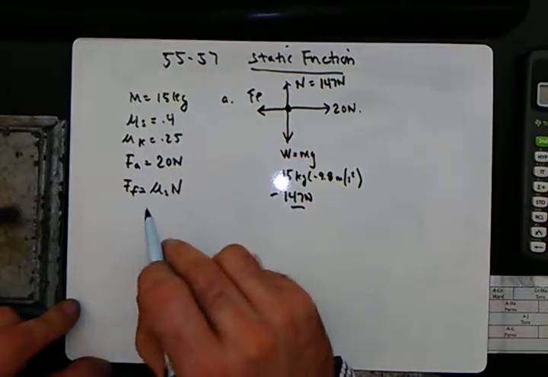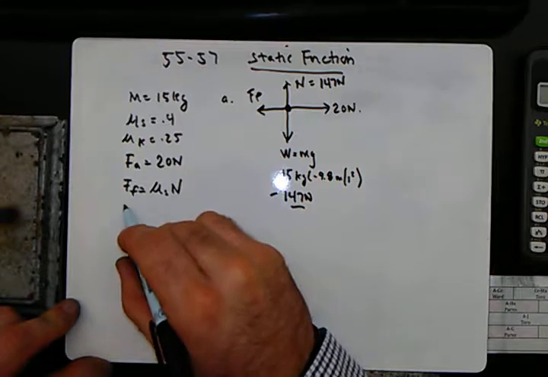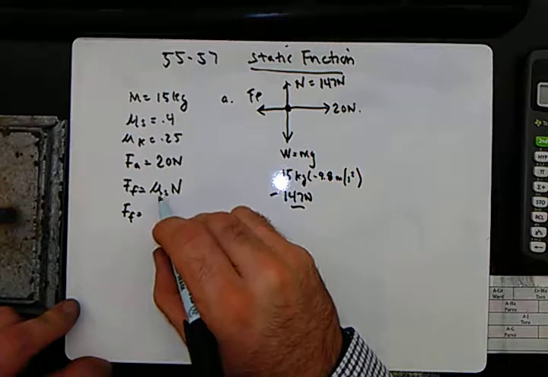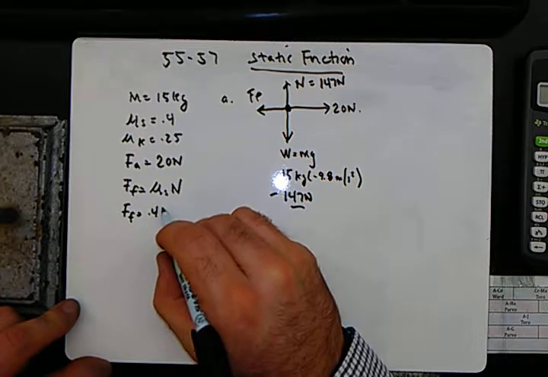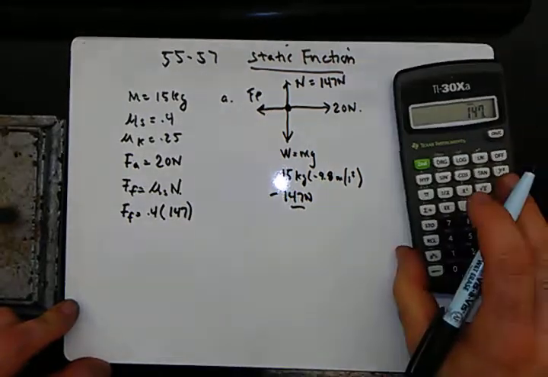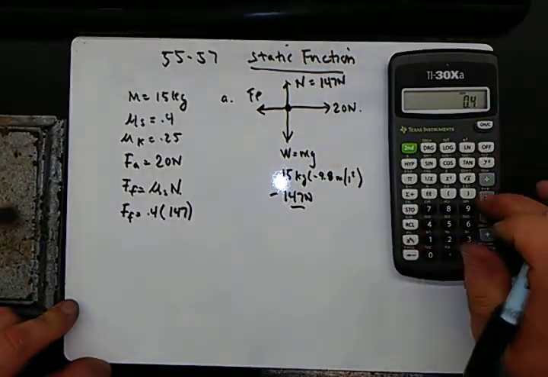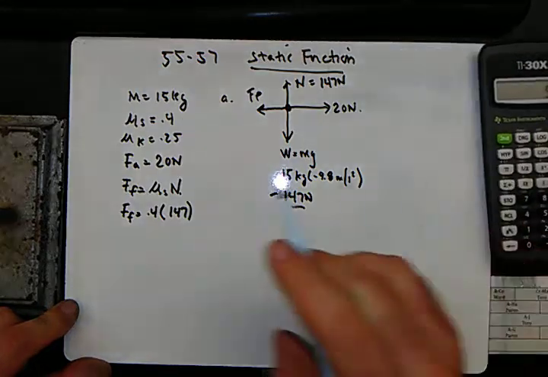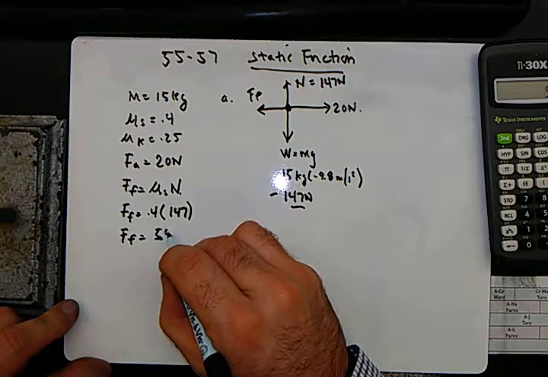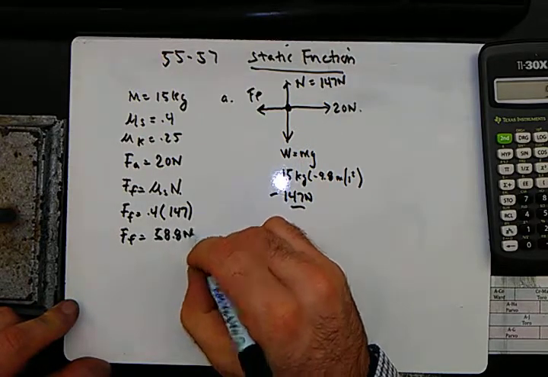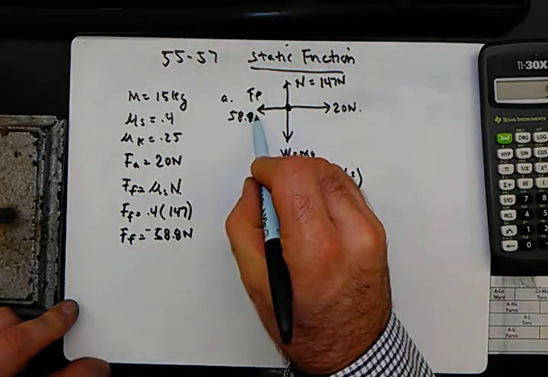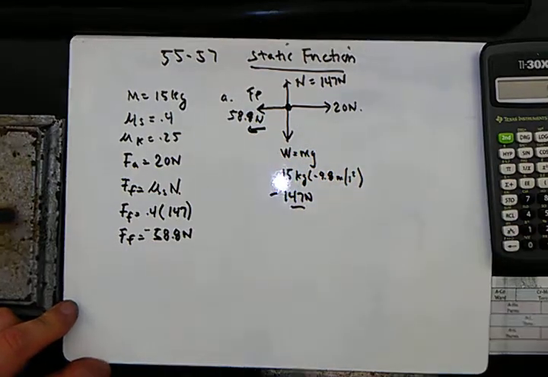So let's figure out what the frictional force is on this stationary object and see if that gets it to accelerate. Force of friction equals mu sub s, 0.4, times the normal force, 147. 0.4 times 147. So the force of friction on this object would be 58.8 newtons in this direction.